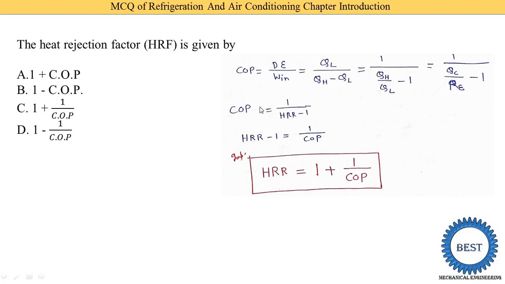Then this HRF minus 1 goes to the left side, COP comes on the right side. Then the final equation is the heat rejection factor HRF is equal to 1 plus 1 upon COP. Okay. So our answer is option D. Sorry, option C is correct: 1 plus 1 upon COP.